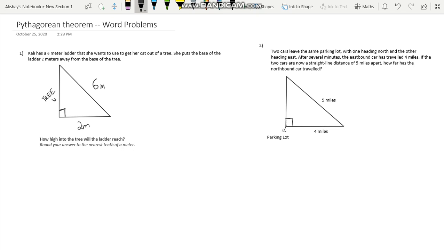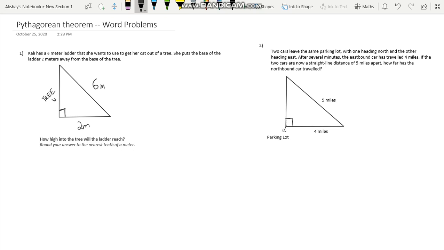In this video, we're going to be looking at some Pythagorean theorem word problem examples. So our first question says, Kali has a 6-meter ladder that she wants to use to get her cat out of a tree. She puts the base of the ladder 2 meters away from the base of the tree.